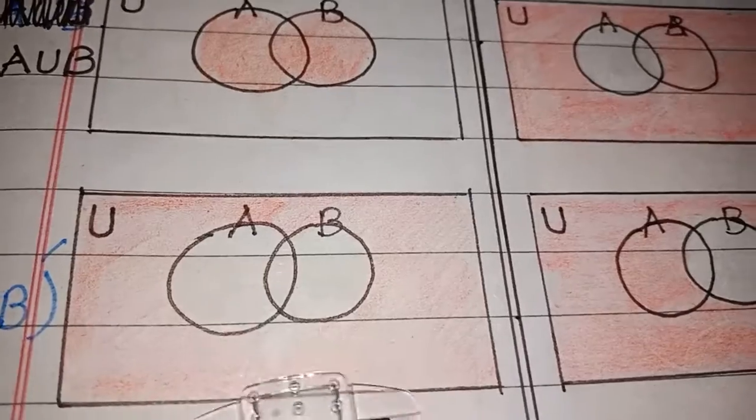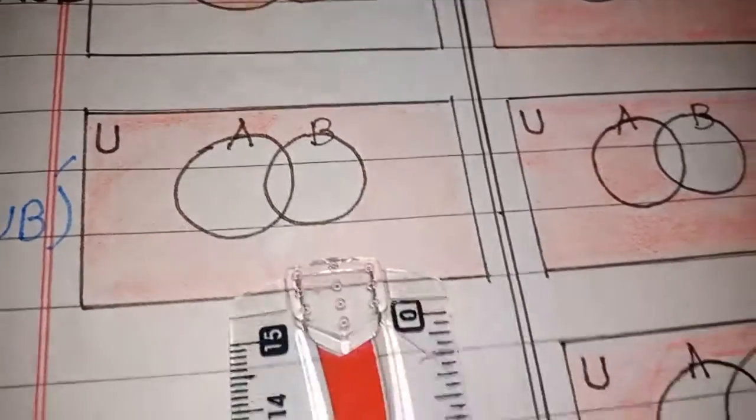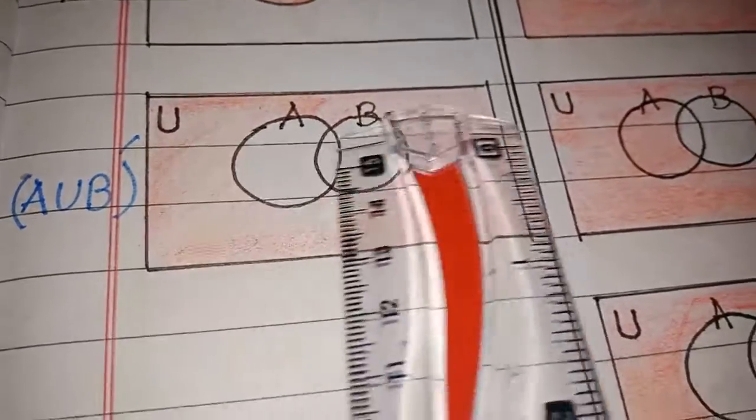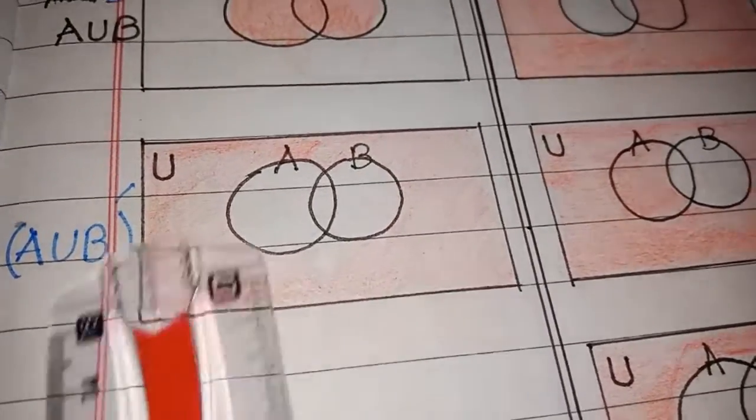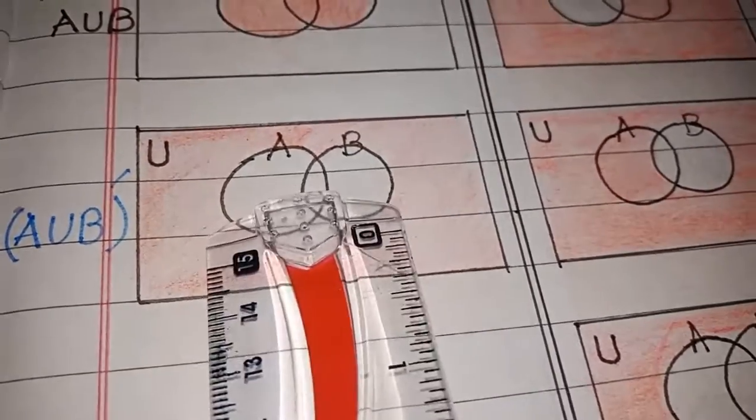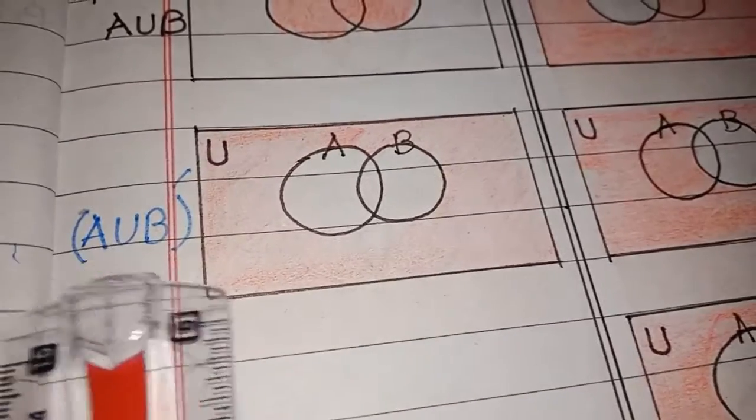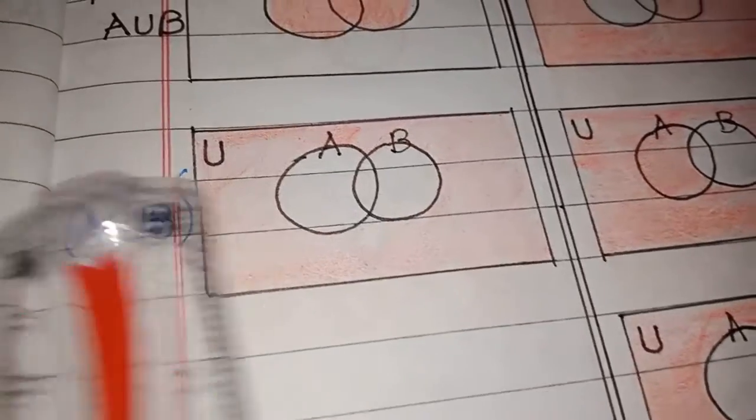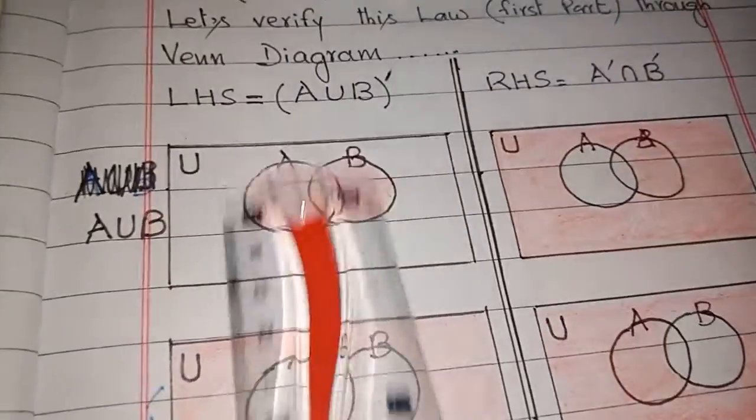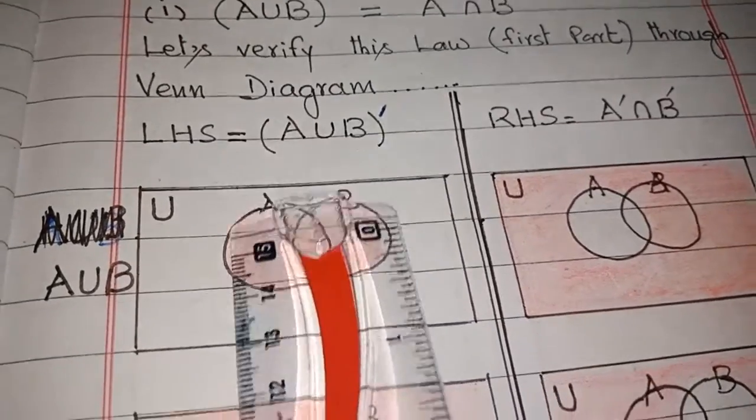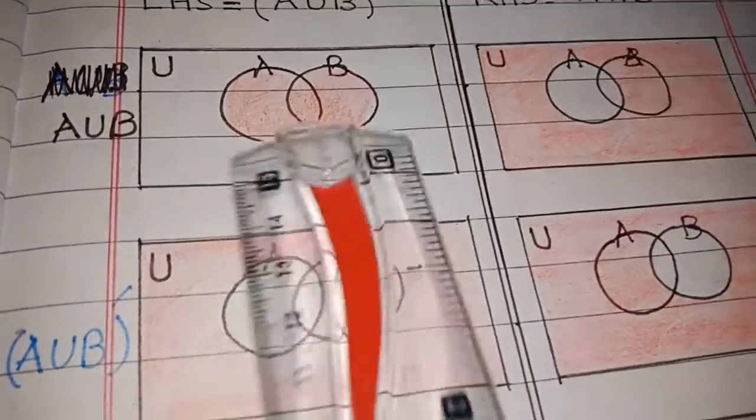And this is here. I've already done it for you people. I have already colored the whole of U, the whole of the rectangle, leaving circle A and circle B, and this is the representation of A union B complement. So we have done it. We have represented the left hand side of the law through Venn diagram in two steps.